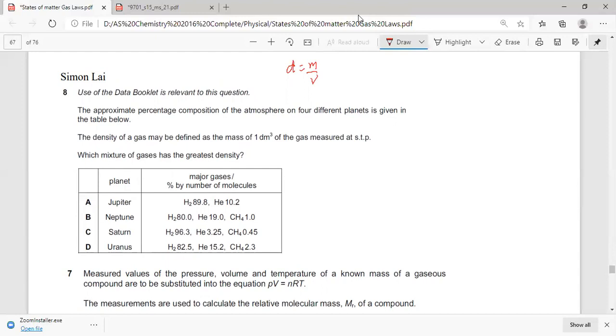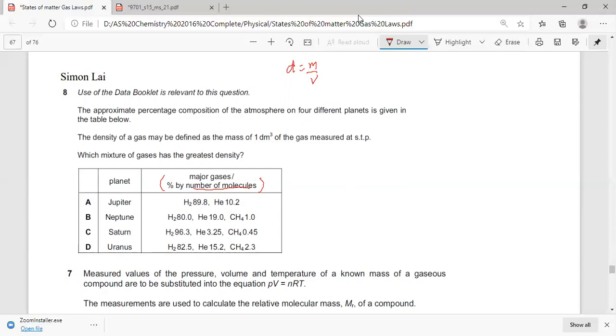Now, which mixture of gases has the greatest density? Jupiter. The very important thing is this idea: major gases, percentage by number of molecules. Number of molecules is very important. In this case, percentage means hydrogen gas has 89.8 molecules.